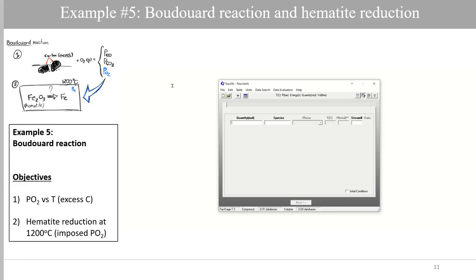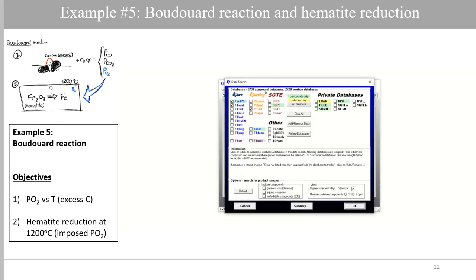So the first thing I'll do is enter the reactants for this reaction. I'm going to add O2, so I'm going to work on a 1 mole basis of O2, and I'm going to add a second reactant, which will be the carbon. In this case, I want to work with an excess of carbon, so I'll put 4 moles of carbon. The next step is to ensure that all the right databases have been selected. So by clicking on Data Search, I can see what databases are selected at the moment. For now, I only want to work with the FactPS database. This database contains all the thermodynamic information about the gaseous species as well as pure compounds.